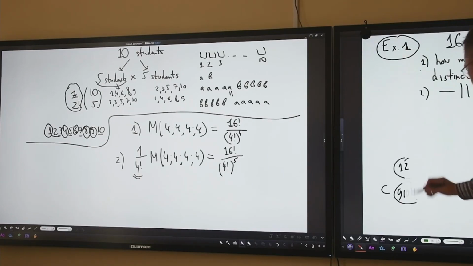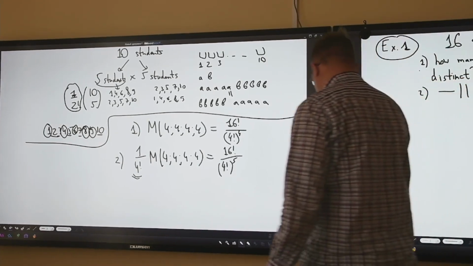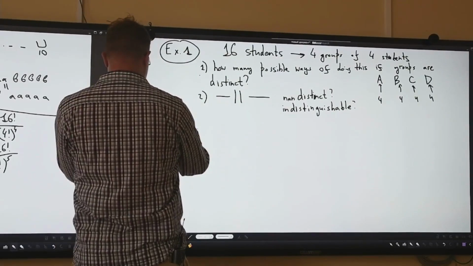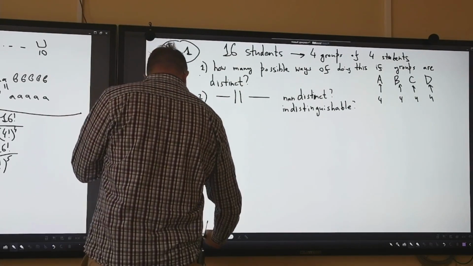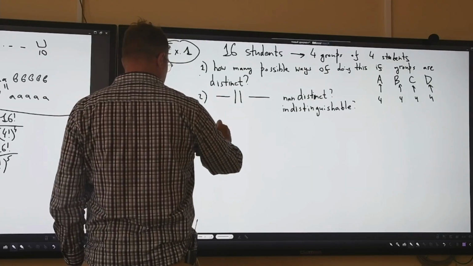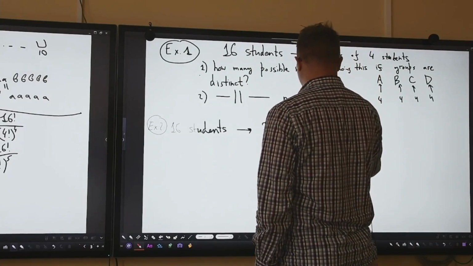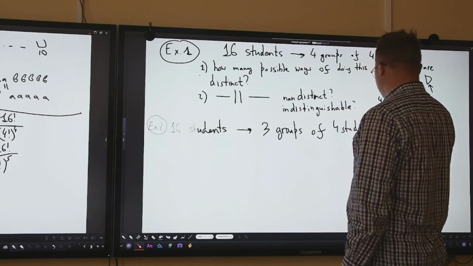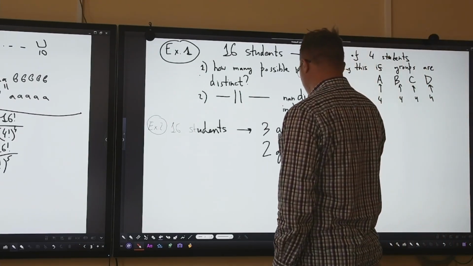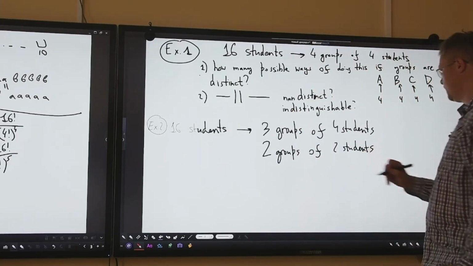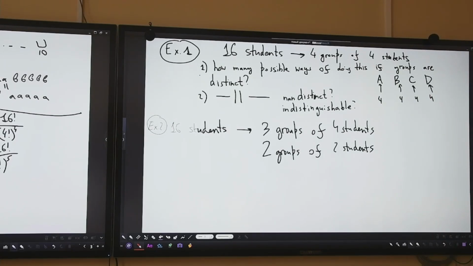So what if we change our example a little bit, and we have 16 students, but now we want to make 3 groups of 4 students and 2 groups of 2 students. So totally it will be 12 and 4, 16.